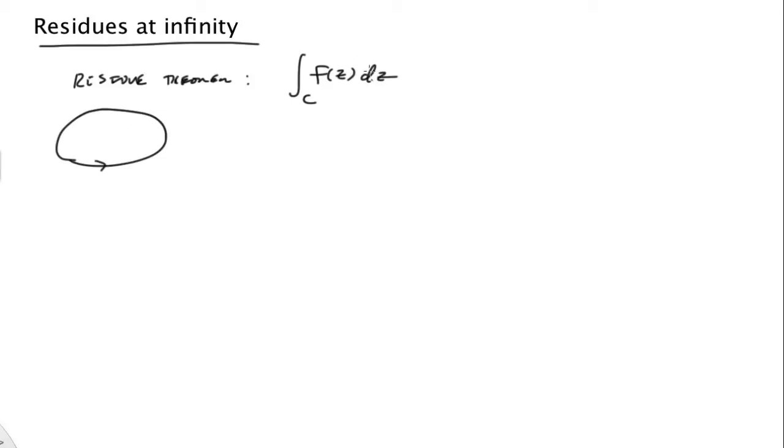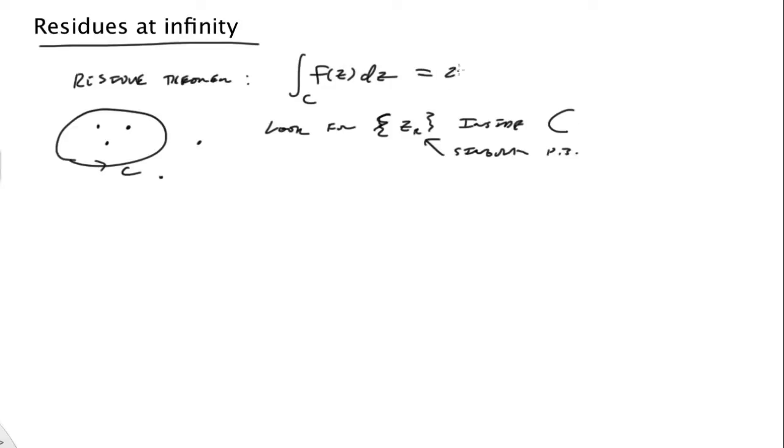And suppose we're going to assume that f has finitely many singular points, like that. And here's my contour. Then what I'm looking for is the set of z_k that are inside the contour C, and these are the singular points. Then this integral will be equal to 2 pi i times the sum, k equals 1 to n, of the residue of f at z equals z_k.